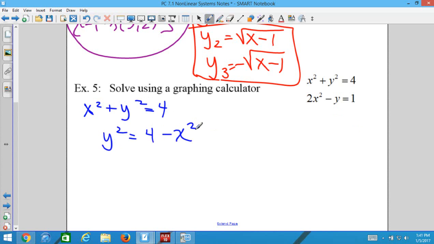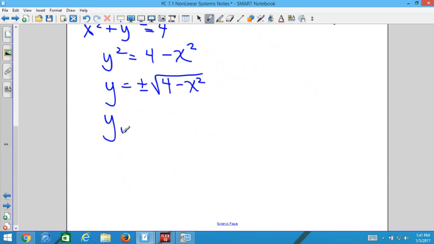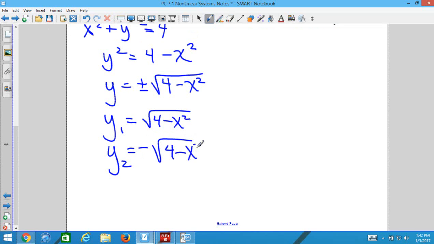So when I have y squared equals 4 minus x squared, and we square root both sides, you get plus minus square root 4 minus x squared. You cannot square root the 4 and the x squared. That is not a perfect square. There's a difference of squares, not a perfect square. So then we just have 2 equations to type in. y1 would be square root 4 minus x squared. y2 is going to be negative square root 4 minus x squared.